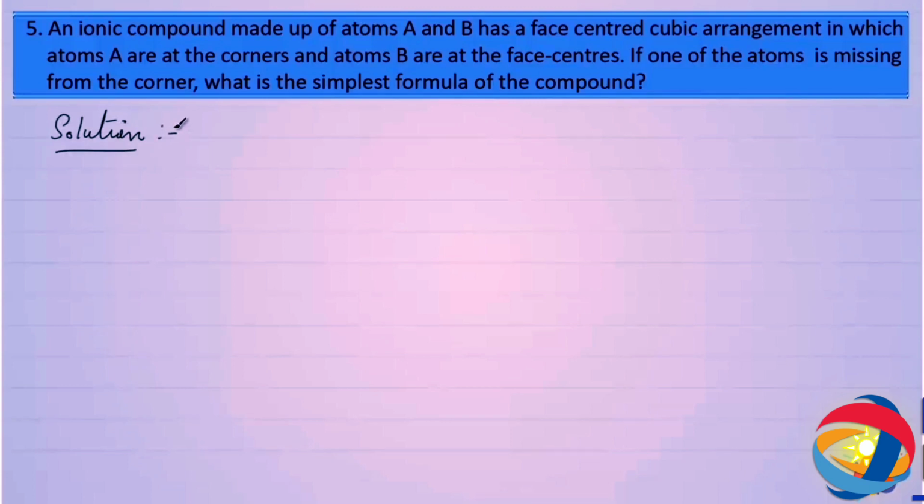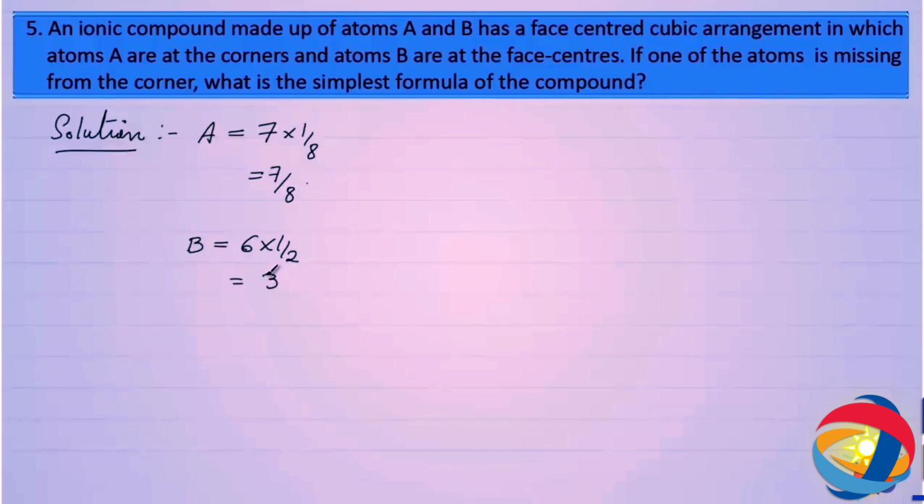In a face-centered cubic arrangement, there are 8 corners in the unit cell. Each corner is occupied by atom A except one corner. Therefore, the contribution of the atom A in the unit cell is 7 into 1 by 8, which is equal to 7 by 8. Similarly, there are 6 face centers in this unit cell. They are occupied by atoms B. Hence, the contribution of the atom B in this unit cell is 6 into half, which is equal to 3.